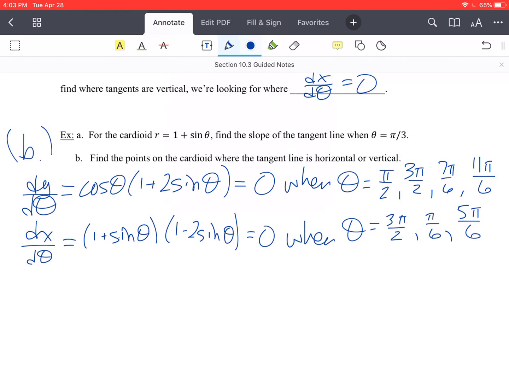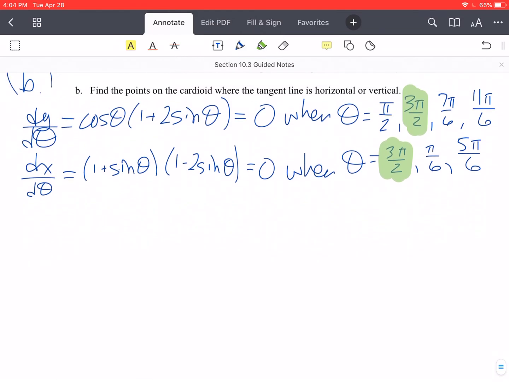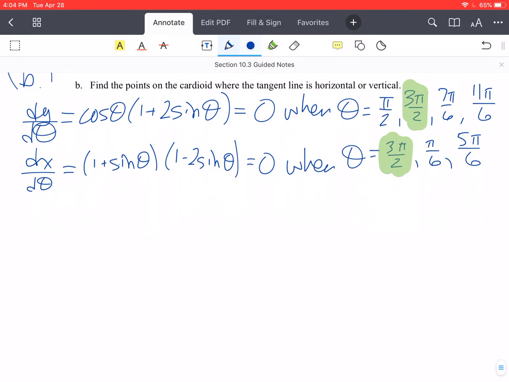All right. So notice we do have one overlapping value here, that's the 3 pi over 2. This claims that there's a vertical and horizontal tangent there, so we're going to put that on pause for just a second. We will come back to that momentarily. But for now, let's just establish what our tangents are.